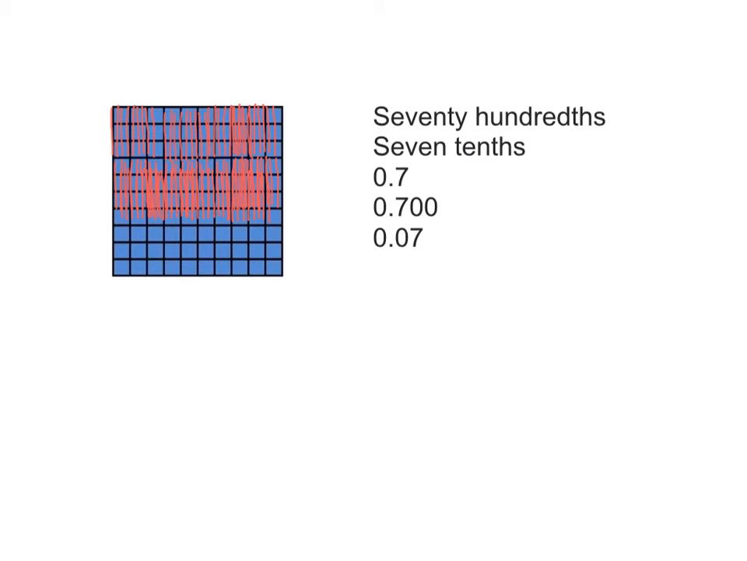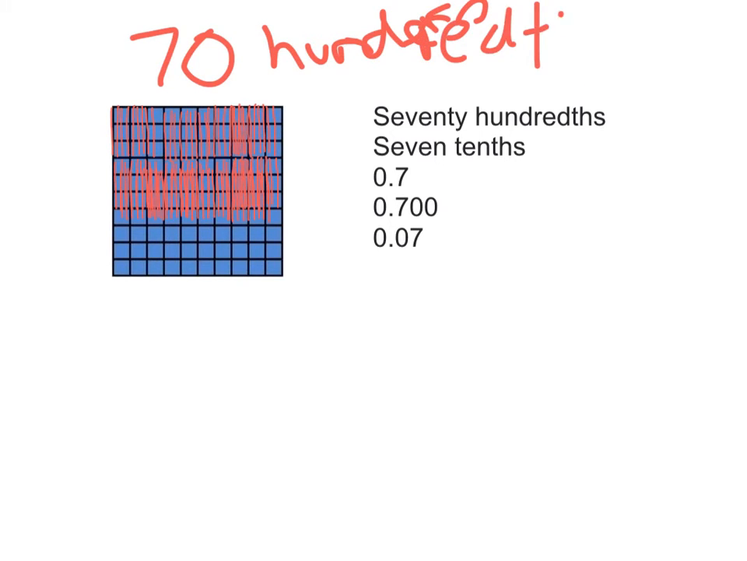Alright, so hopefully you solved it. Let's go top to bottom. There were 70 little blocks shaded in, and we know that there were 70 hundredths because each little one is a hundredth. So that one would be correct because it says 70 hundredths.